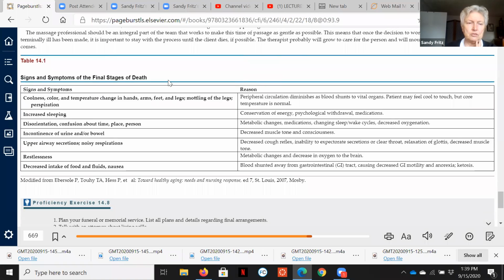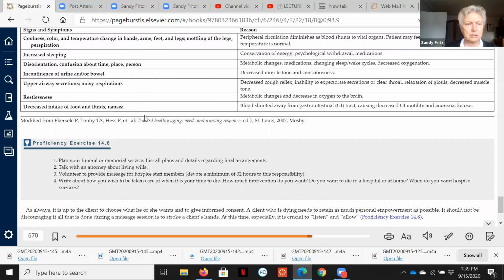This table gives the general idea of the stages of death, but you know what? People don't follow the table that's here, so you can't make any generalizations. This is kind of how the physiological functions begin to shut down, and it can give you an idea, but nobody can determine when that is going to occur.